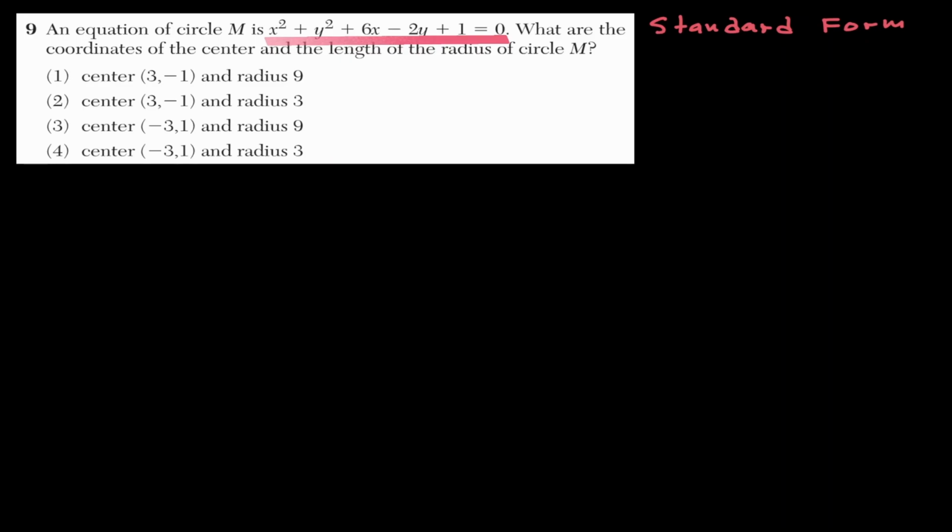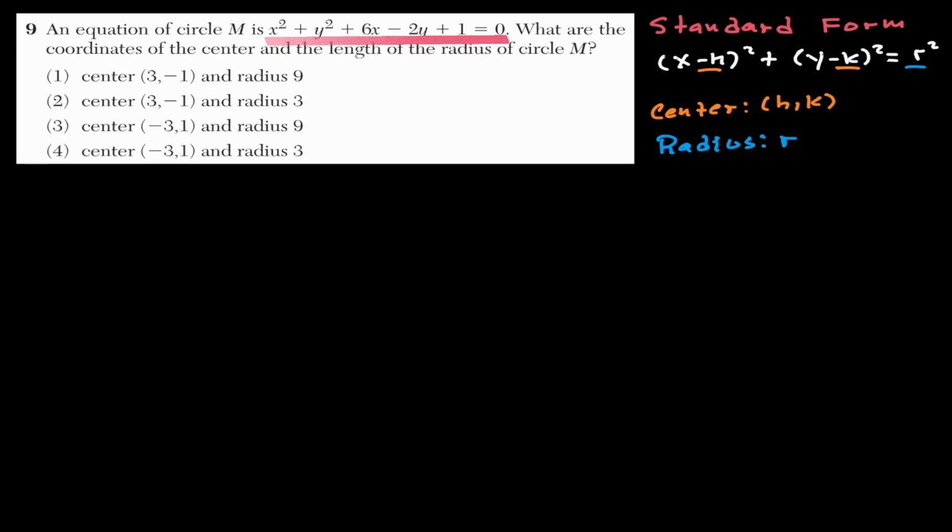The standard form of an equation of a circle is (x minus h) squared plus (y minus k) squared, and that is equal to the radius squared, where the center is at (h, k), and the radius is equal to r. So the objective of this question is, let's consider the equation that we are given and rewrite it in standard form. Because once we have it in standard form, then we can identify what we are looking for. So let's start by writing out the equation that we are given.